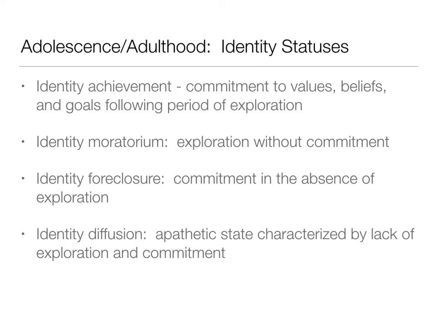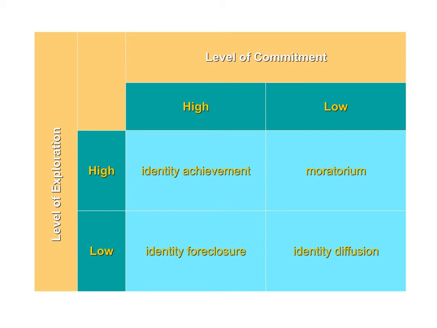And the final one is identity diffusion. And this is kind of apathetic, okay? You're not interested in figuring it out. You're not interested in committing to anything either. You're just undecided and okay with undecided and non-explored. And so we see, again, they're differing on the level of commitment and the level of exploration. So identity achievement has a high level of commitment and a high level of exploration. Identity foreclosure has little to no exploration, but we've committed to these values. Identity moratorium, we have high exploration, but no commitment.